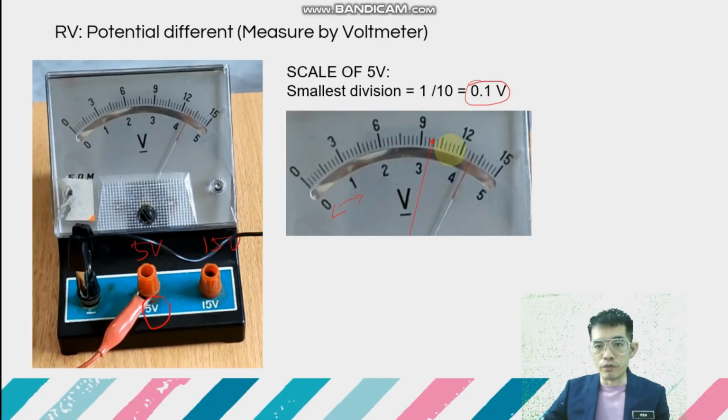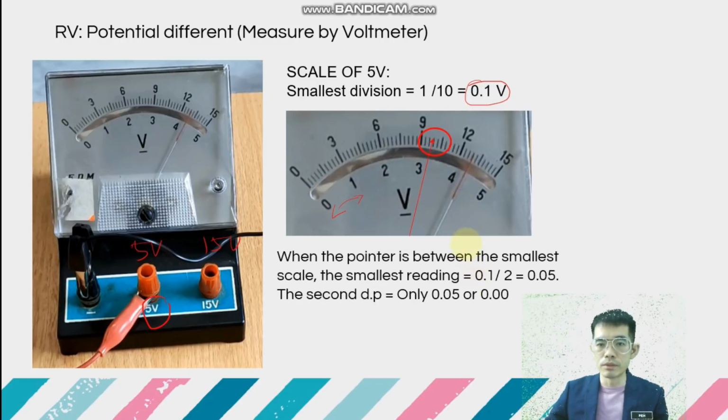If the pointer also points between the two smallest scale divisions, you can look at the red arrow circled with red. That means the smallest reading will be 0.1 divided by 2, so we can read up to 0.05. However, the second decimal place will only be 0.05 or 0.00. In this case, we will get the reading for this pointer as 3.25.